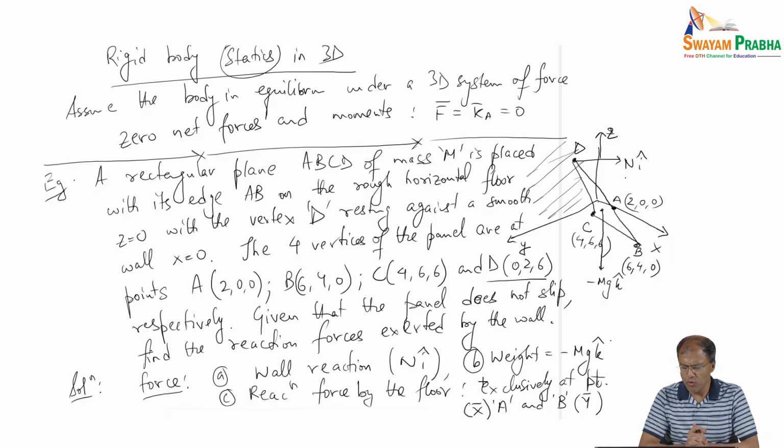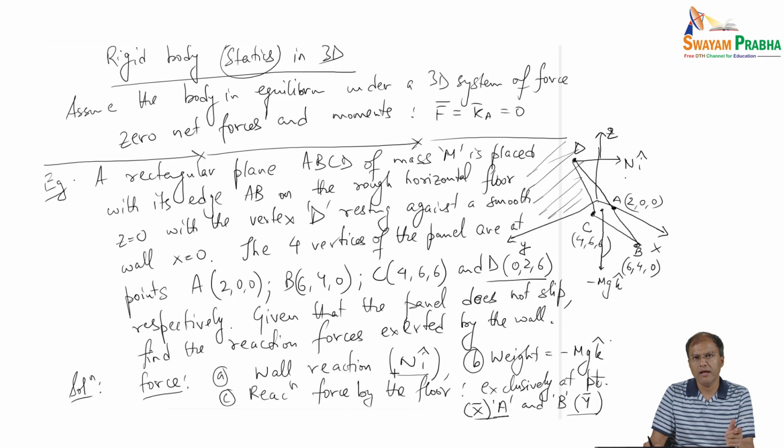Now, there are just too many unknowns in the problem. We have to write down the moment equations. In 3D, there will be three moment equations along three directions, and we will have the net force balance, so three force balance equations. So we have six equations, but we have seven unknowns: three components of X, three components of Y, and one of N. So we have to choose wisely our axis of rotation such that some of the unknowns get cancelled and we are able to find what we want, the wall normal reaction N.